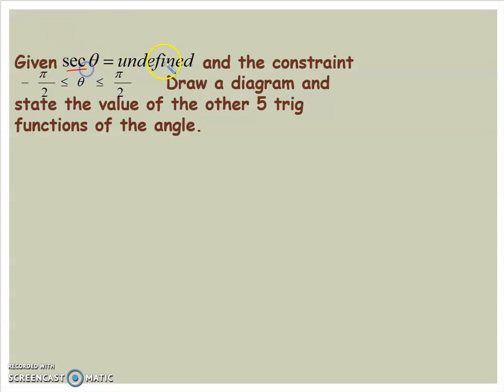Now this one says that secant is undefined. Now I know that one is on an axis because the only time I get an undefined is on an axis. Okay, so this is something over 0, right? 1 over 0 to be undefined. So secant is hypotenuse over adjacent. So your adjacent is 0. Your radius or hypotenuse is 1. Now, this is my other constraint. Okay? So here we have an x value of 0.